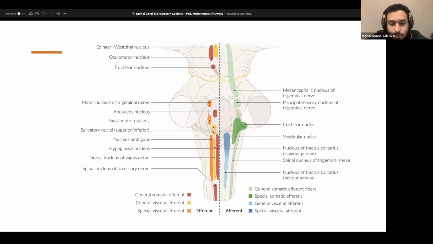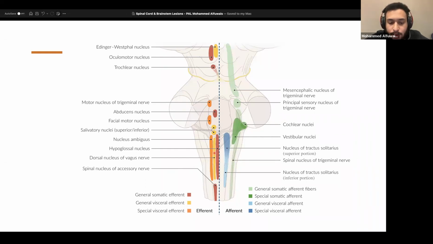Then you'll go to the medulla. You can see here that the vestibular nucleus crosses between the pons and the medulla. That's why it's not as important for localizing vestibular signs. You need to know the cochlear signs, which are mostly in the pons. Now here, the most midline nucleus in the medulla is the hypoglossal nucleus. Remember that.